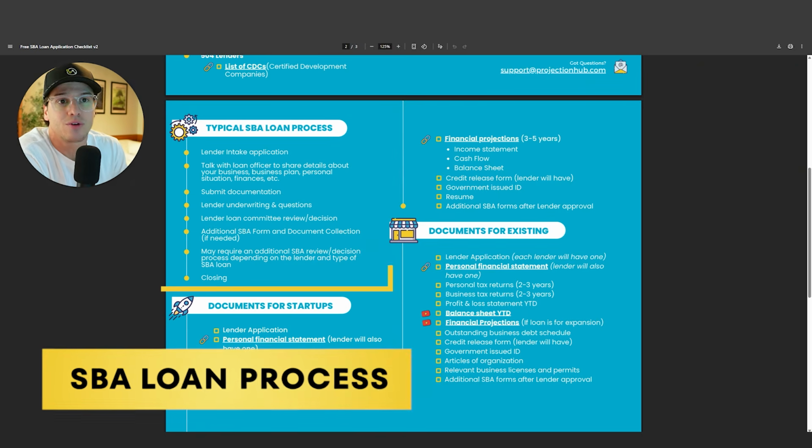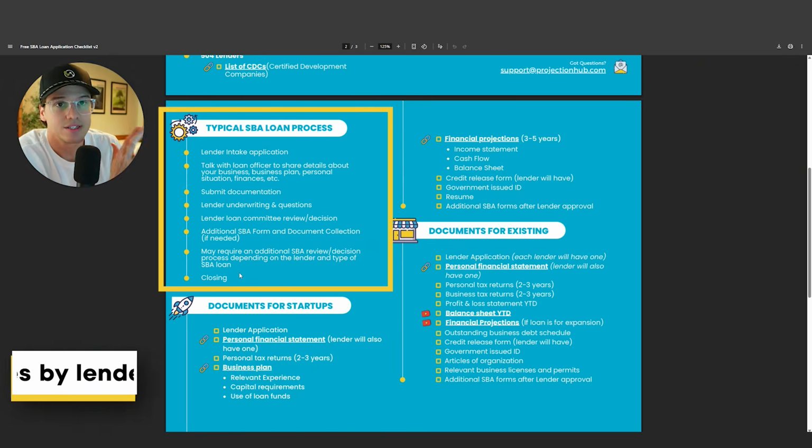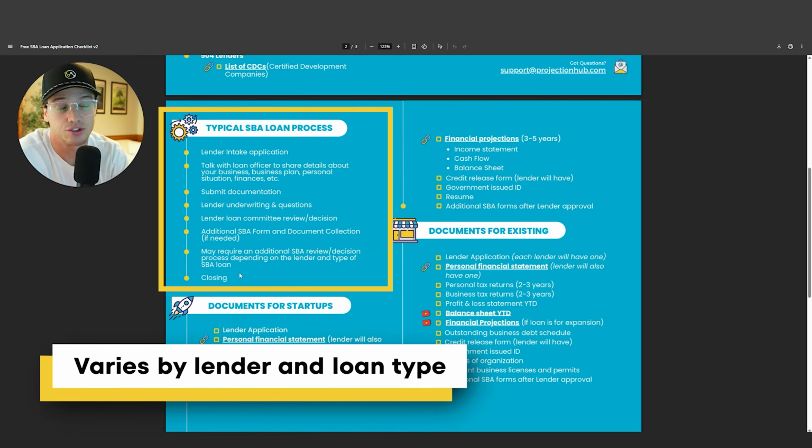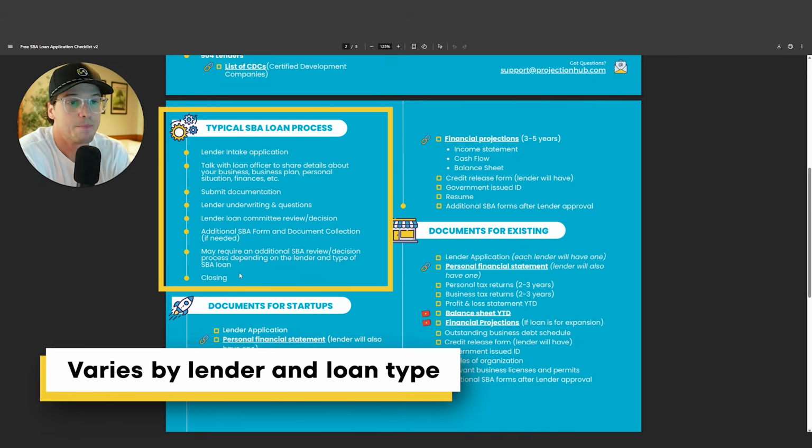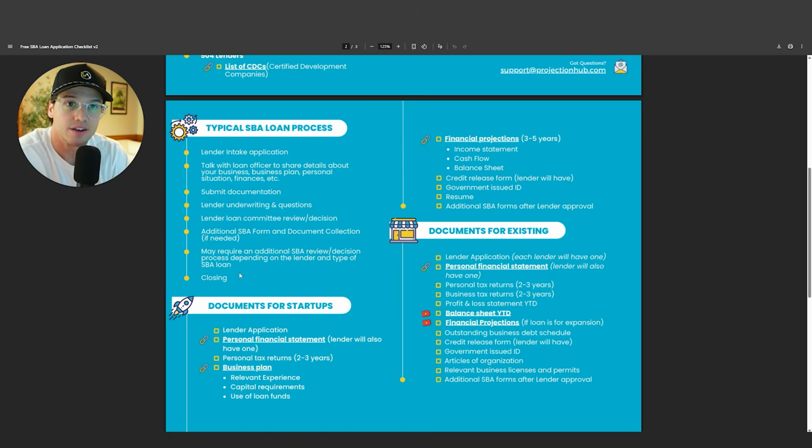Jumping into the typical loan process. Now, this is going to differ between every lender, essentially, but microlenders are going to be different from 7A lenders, who are going to be different from 504 lenders. The most standardized are going to be the 7A lenders. So if you have banks, for example, banks have multiple different vehicles and programs they can lend through.